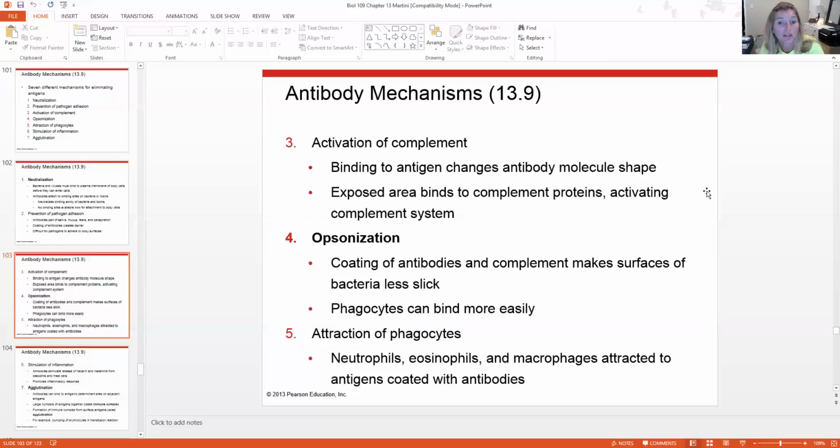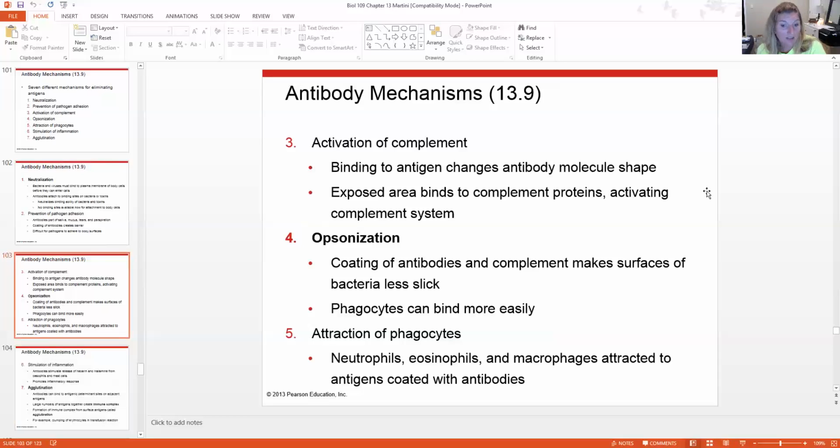Opsonization is a coating of antibodies and complement, those extra proteins, again, on the surface of bacteria to make them less slick so that phagocytes can attach more easily. So it's kind of a team effort to get the bacteria to be a little bit more sticky so that phagocytes can grab on and they won't slip away.